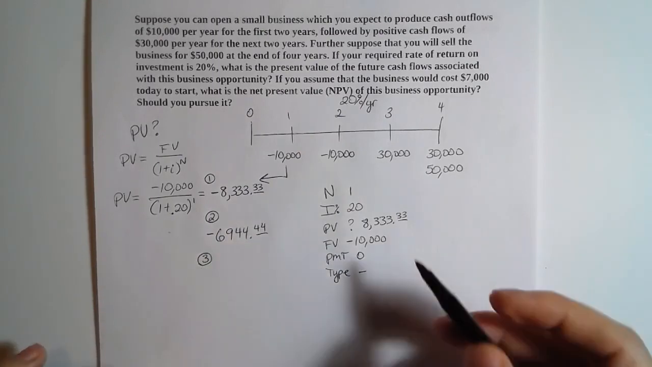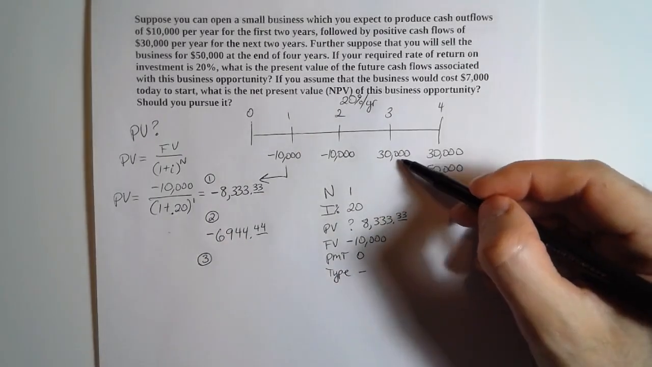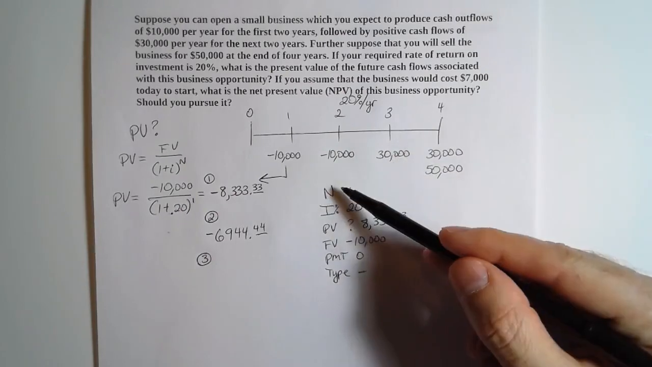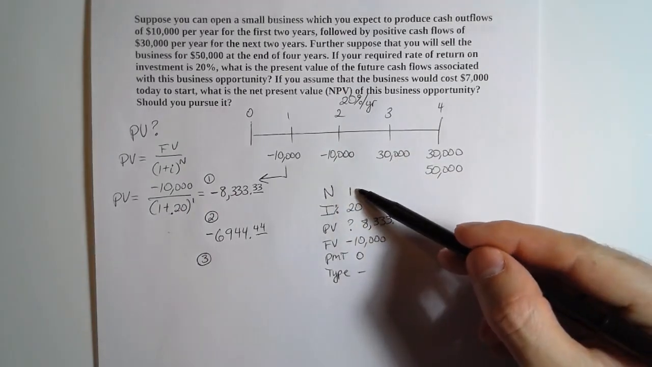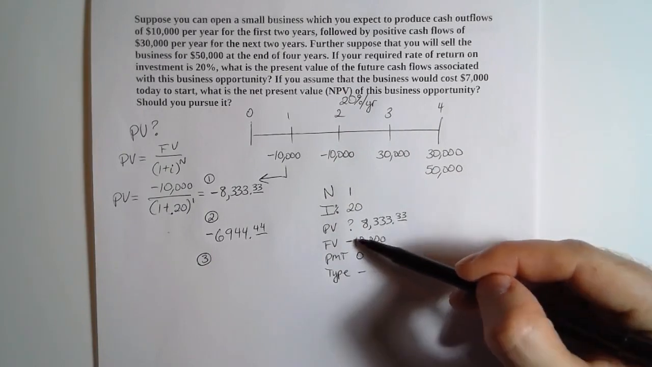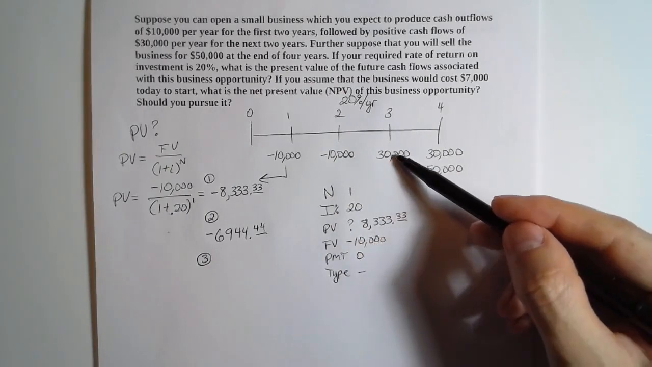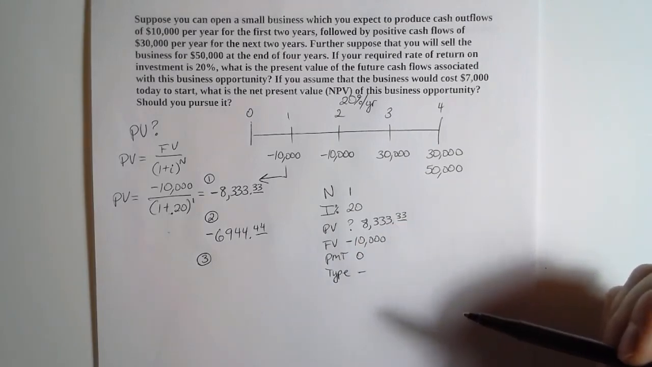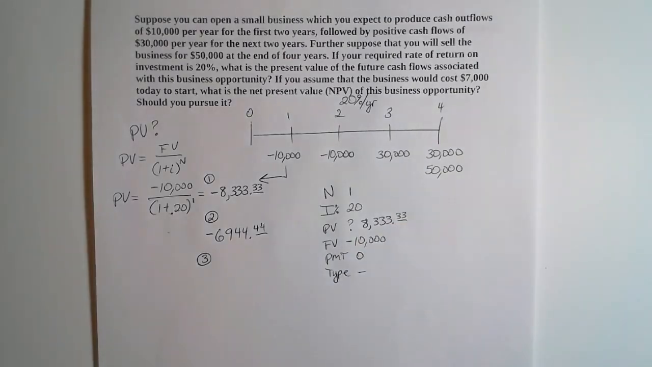Now for year 3, I have a positive 30,000. So what you would do is go back to that time value money solver. N would now be 3. The future value would actually now be a positive 30,000, and then you would solve for the present value for that calculation. So go ahead and try that, and I'll pause here for a moment so that you can pause the video and see what you get.